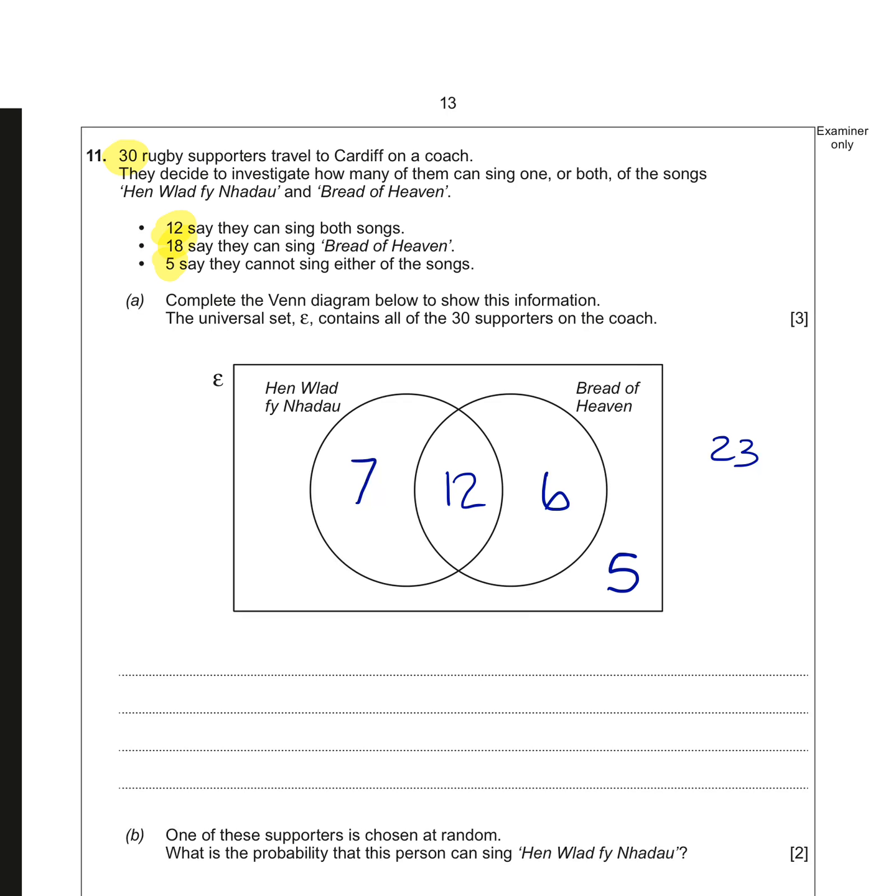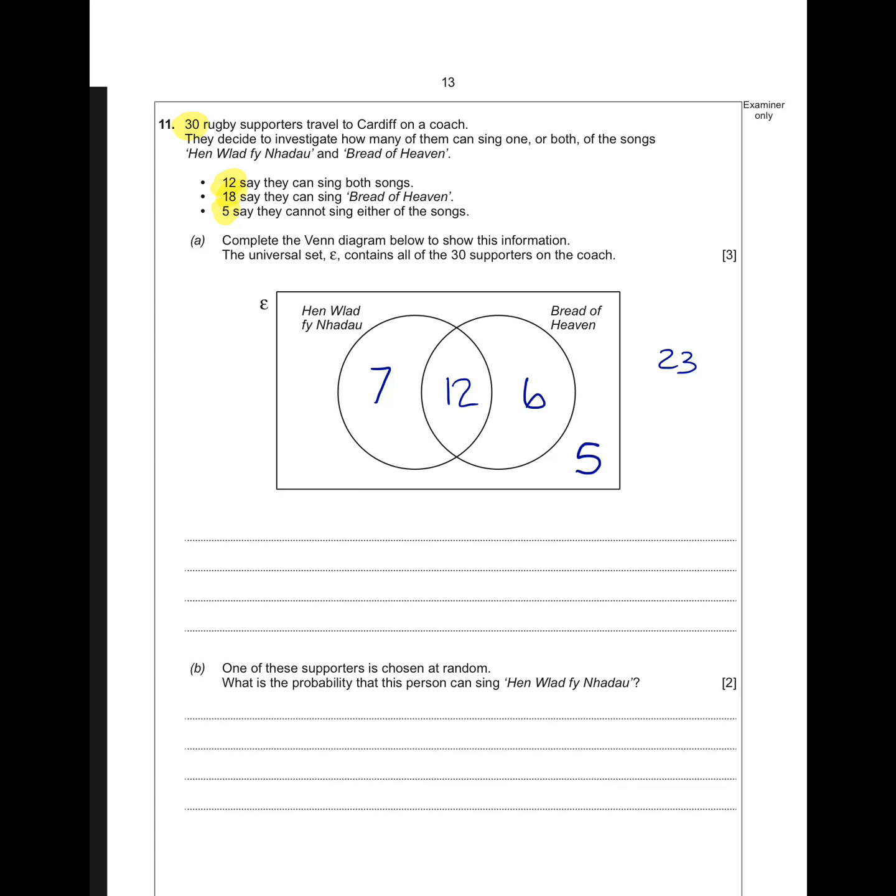In part B, it asks to find the probability that a person can sing the National Anthem. If they can sing the National Anthem, they would be within this entire circle. That's going to give me 19 people. Not just the 7 people, but the 12 people that can sing both. And there are 30 people in the diagram, so it's going to be 19 out of 30.